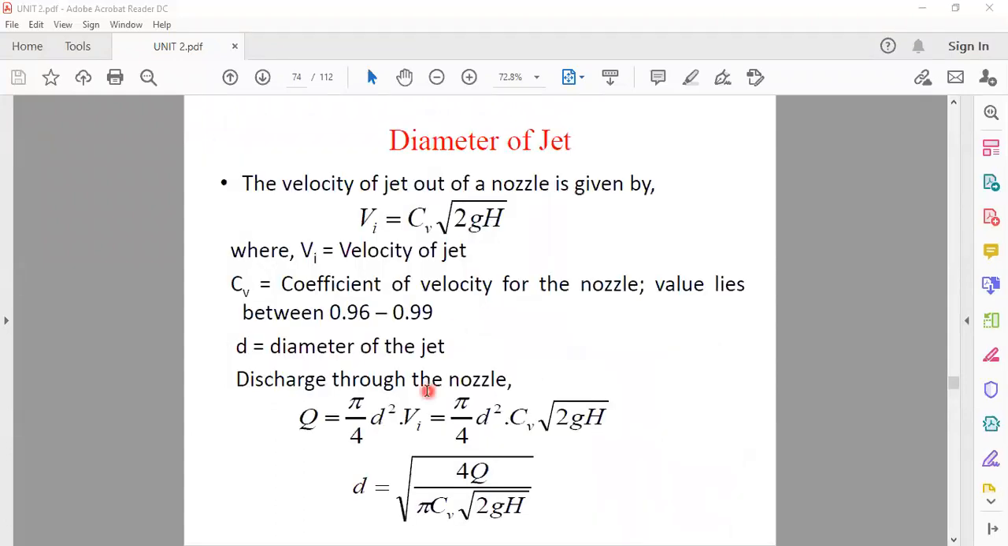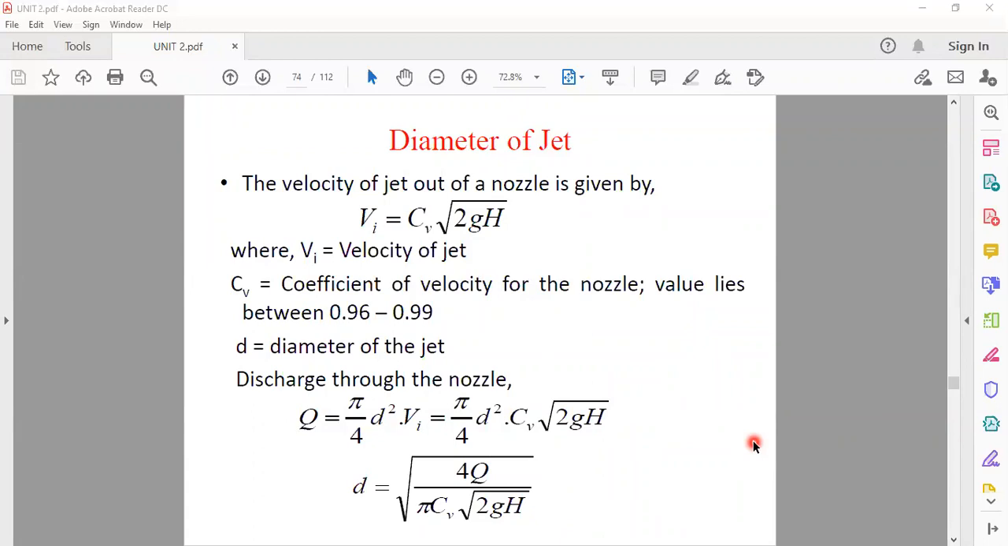Diameter of jet: the velocity of jet out of the nozzle is given by V1 equal to CV under root of 2gH, where V1 is the velocity of jet and CV is the coefficient of velocity for the nozzle.